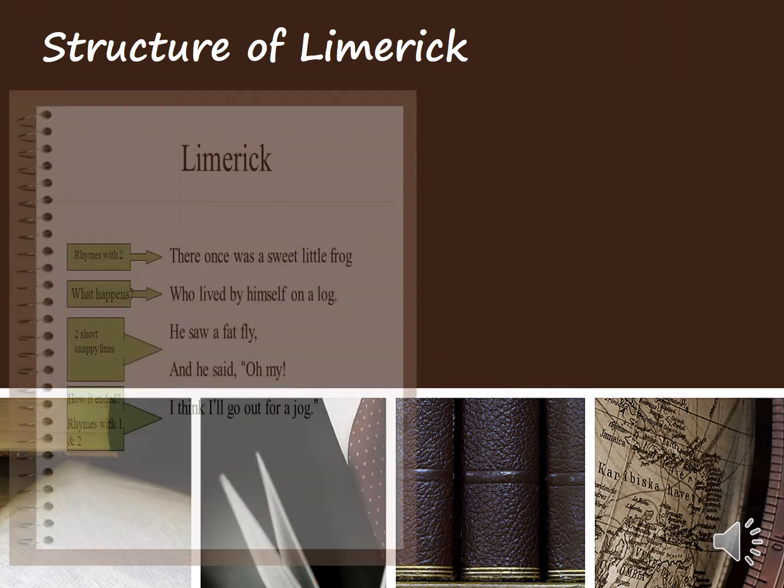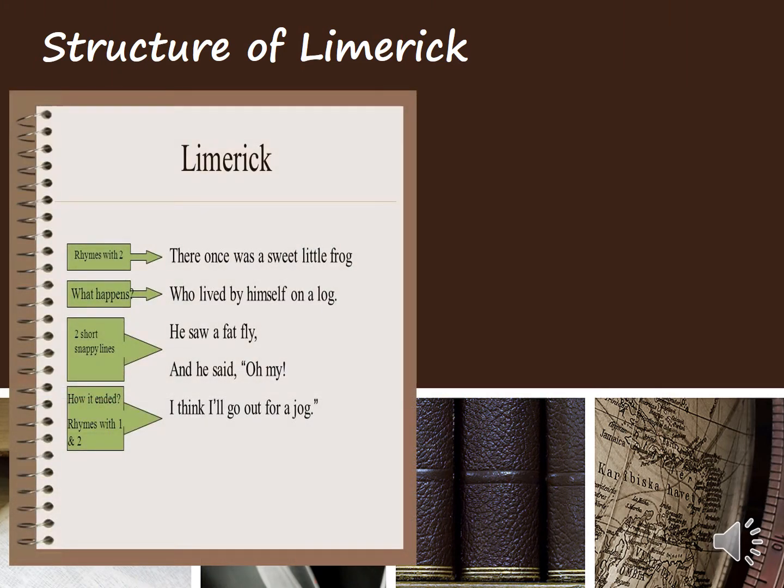So, as we said, a limerick consists of 5 lines. The first line introduces the character or the location. The second line gives details about the character or the location. Lines 3 and 4 tell the story, a problem or something that makes the story funny. And line 5 is the conclusion or how it ended.